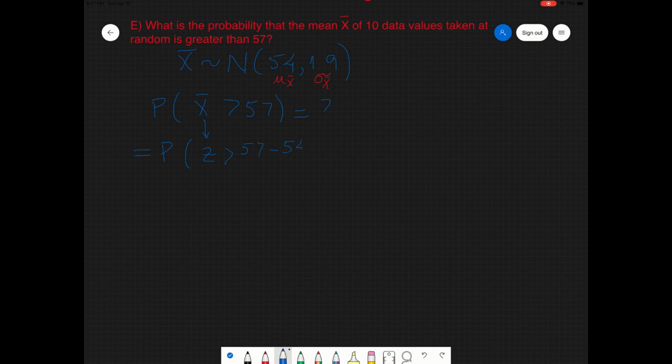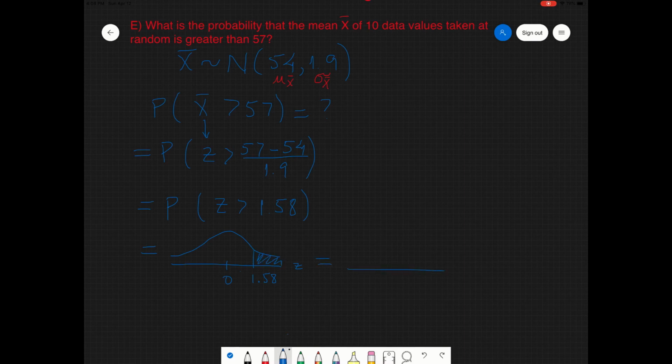The z value for 57 is 57 minus 54, which is the mean of the X bar distribution, divided by the standard deviation of the X bar distribution, which is 1.9. So the probability that the z value is greater than 1.58 is equivalent to the probability that the mean X bar of 10 data values is greater than 57. Now, we know that this corresponds to a right side area, so this probability is the same as the area on the right side of the z-score of 1.58.